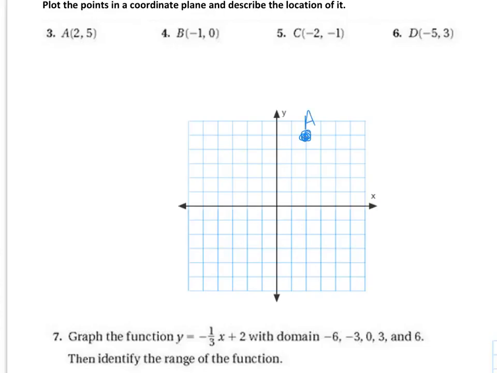A, quadrant 1. B is negative 1, 0. That means left 1, up 0. So there's B. And that is not the y, it's on the x-axis. Negative 2, negative 1. That means left 1, 2, down 1. So it's right here. So there's C.